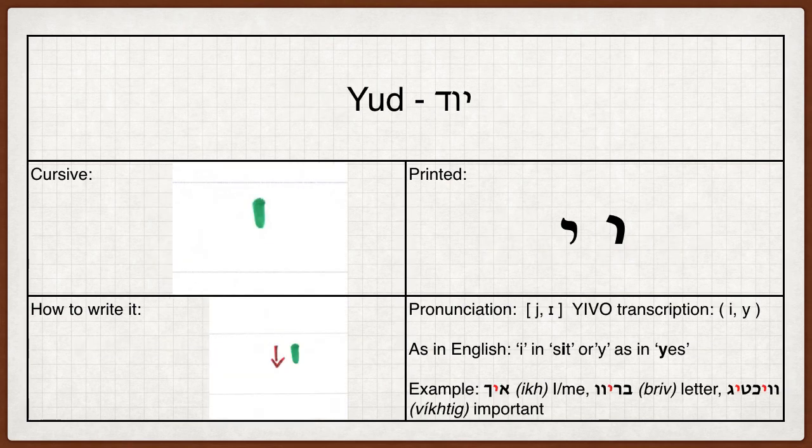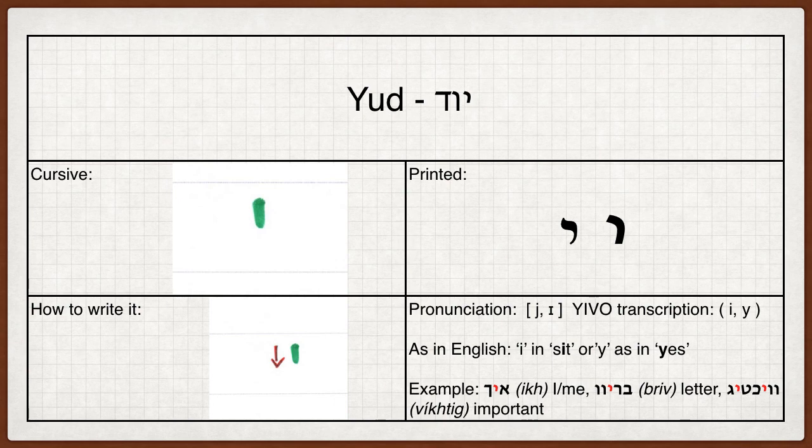Moving on to yud. The yud has two different ways how we can pronounce it. Possibility number 1 is ya, just like in the English word yes. Possibility number 2 is I, just like in the English word sit. Examples: ich, meaning I. Brief, meaning letter.